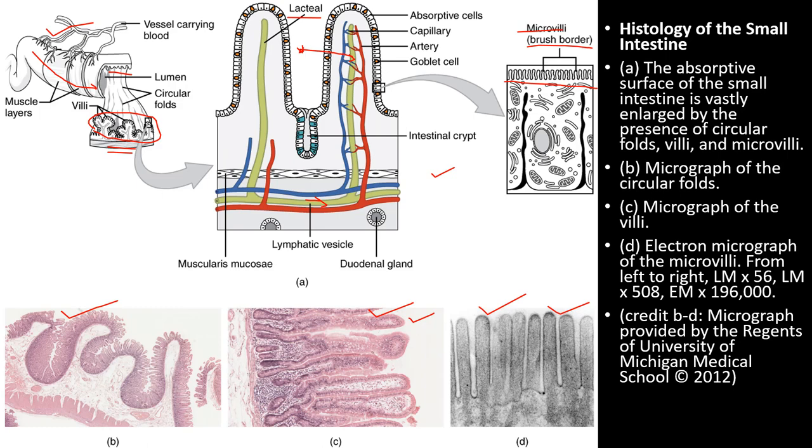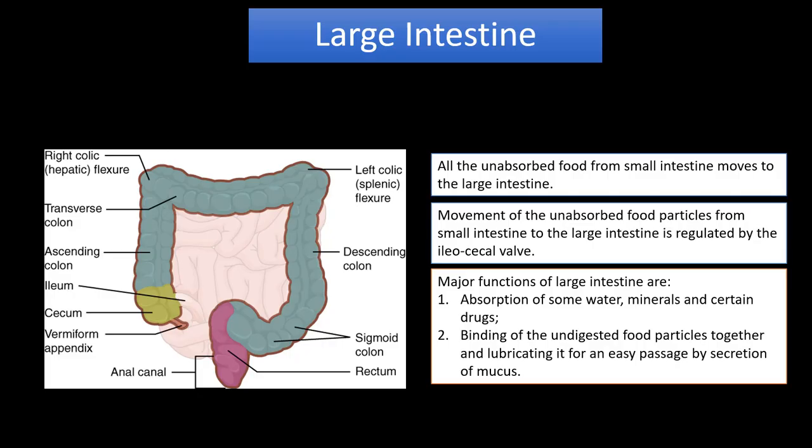Now comes the last structure, the large intestine. As we know, the large intestine has the cecum, ascending colon, transverse colon, and finally the descending colon that opens into the rectum, and finally the waste is defecated, that is removed through the anus.